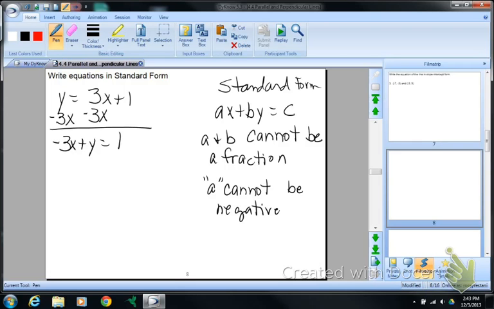Now, are we finished? No, how come? A is negative, and it can't be negative. So you can either think of it as we have to multiply the whole equation by negative 1 or divide by negative 1. Same thing. I'm going to multiply everything by negative 1, and the shortcut for multiplying by negative 1 is it changes the sign of every single term. So that changes to 3x minus y is equal to negative 1. And that is in standard form.